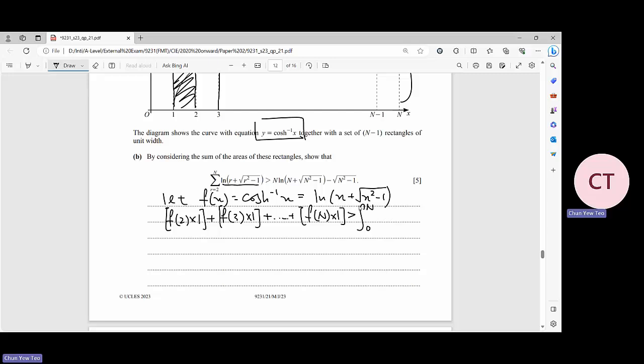What is the formula? The formula is arc cosh. This is the most important relationship you need to show at the very beginning. Since all of them have a common factor 1, it doesn't really matter, because anything multiplied by 1 gives the thing itself. So we can just write this down as the sum from r equal to 2, of Fr, is greater than this.